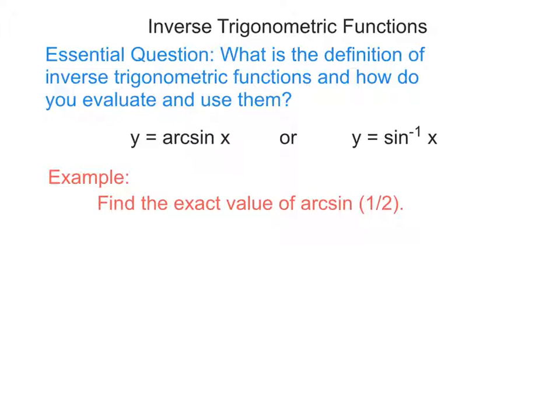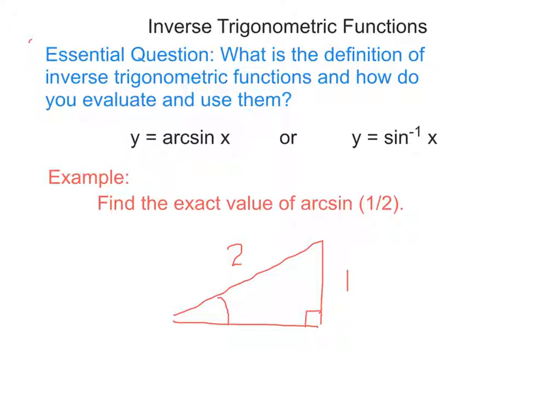So let's look at an example. Let's say I'm asked to find the exact value of arc sine 1/2. So let's say we've got a right triangle here, and this has an angle, and the side opposite it is 1, and the hypotenuse is 2, because that's basically what we're saying here. We're saying that I am looking for the angle whose sine is 1/2.